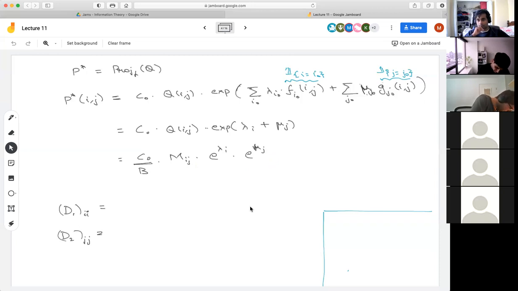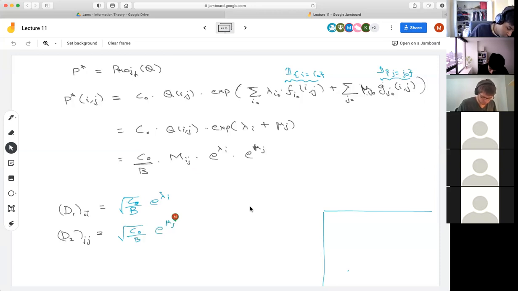So in particular, we can take the ith entry of the first diagonal matrix to be, let's say, square root C0 over B times e to the lambda i, and this to be square root C0 over B, e to the mu j.